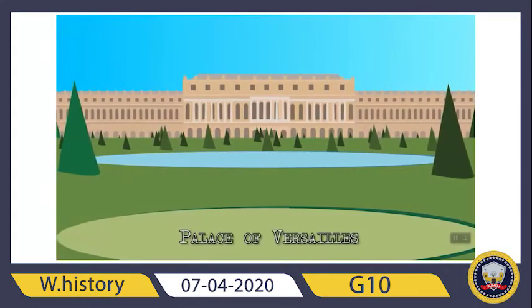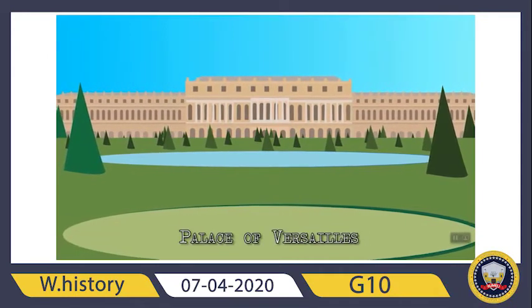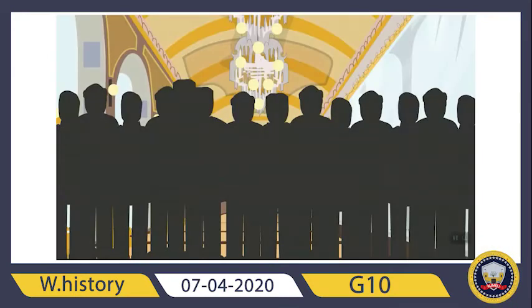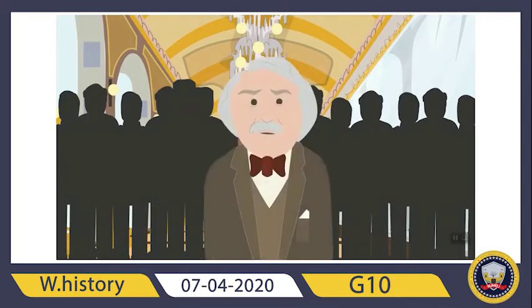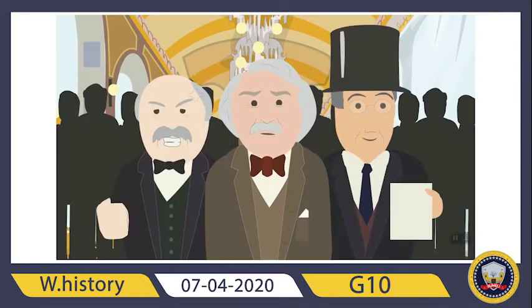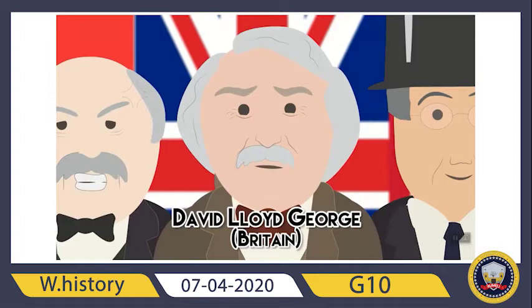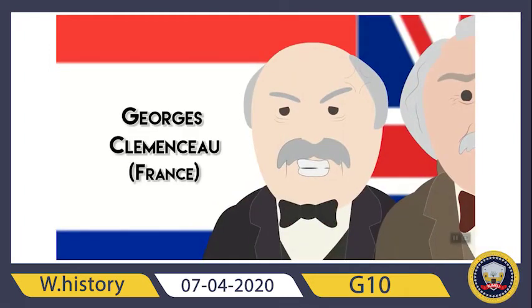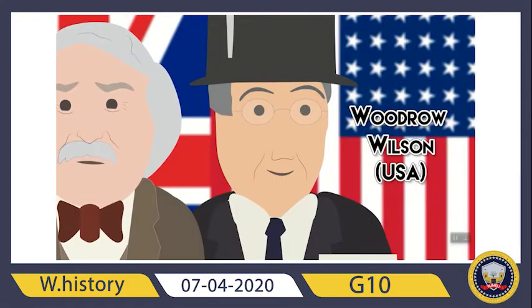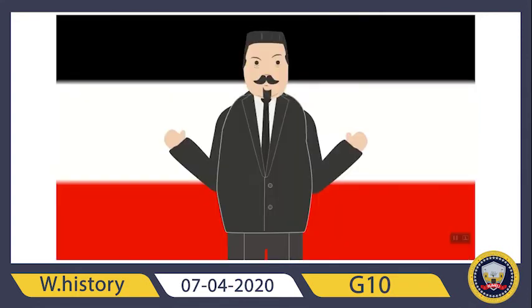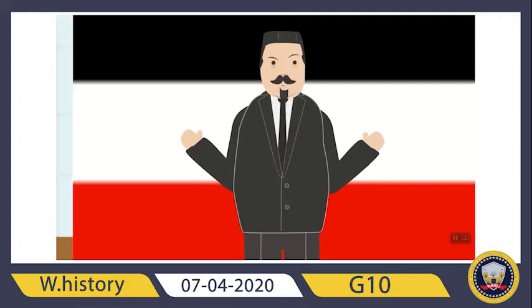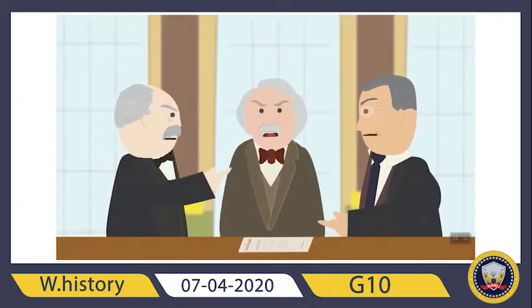32 countries had come together in Paris in January 1919 to hold a conference which would make peace after the First World War. It would be dominated by the Big Three: David Lloyd George, representing Britain, George Clemenceau, representing France, and Woodrow Wilson, representing the USA. Germany was not invited.